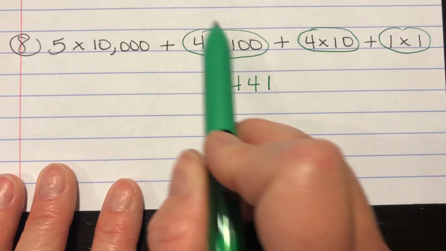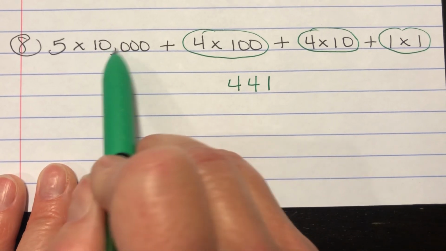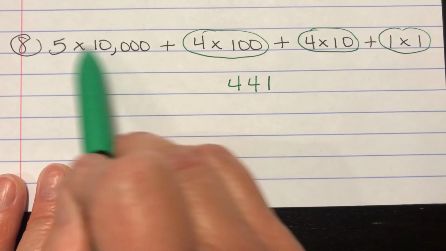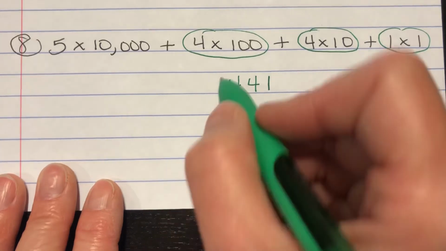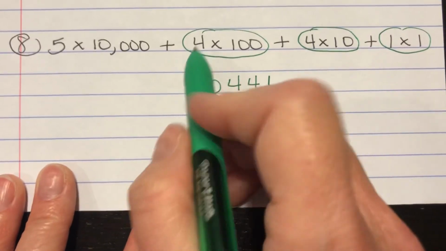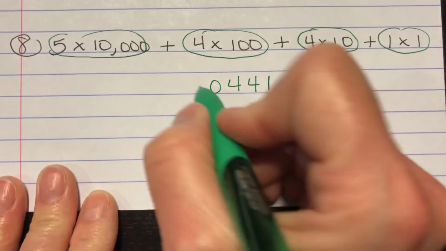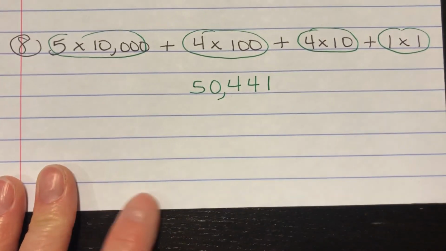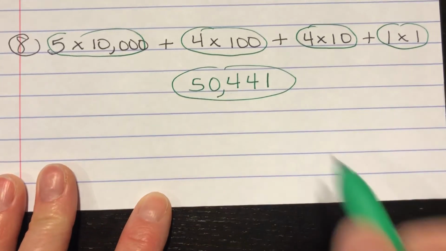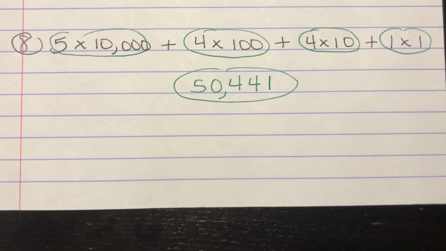Now when I move up from 100, I should have 1,000, and I see that I'm not multiplying anything by 1,000 up here, but I do have 10,000, so I need to put a 0 in the thousands place so that this 5 right here can end up in the 10,000s place. And that's it, 50,441.